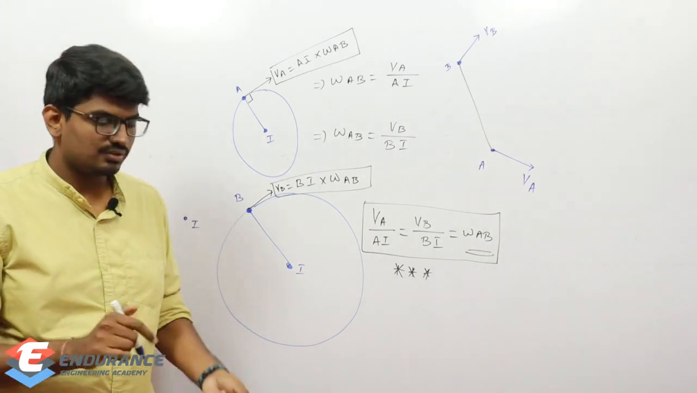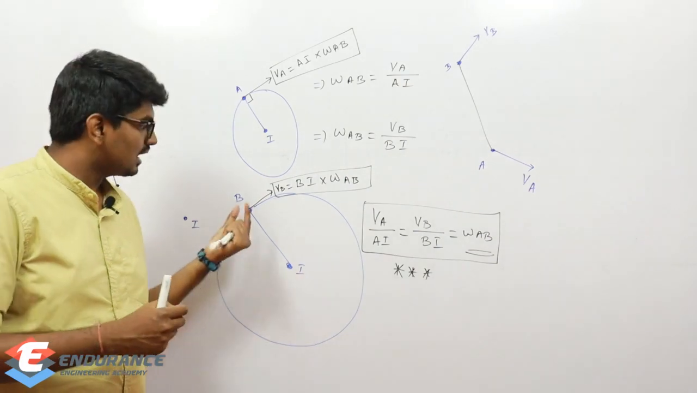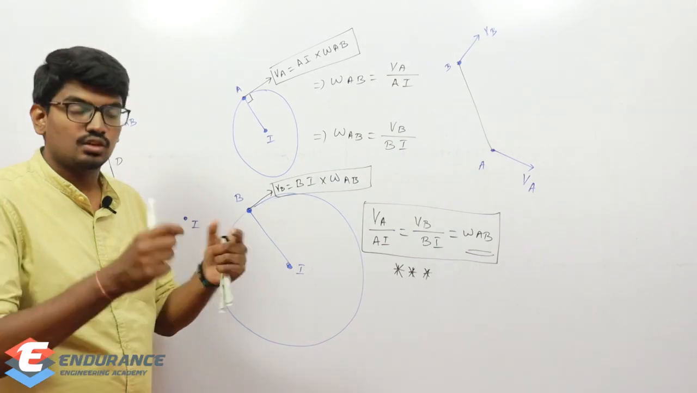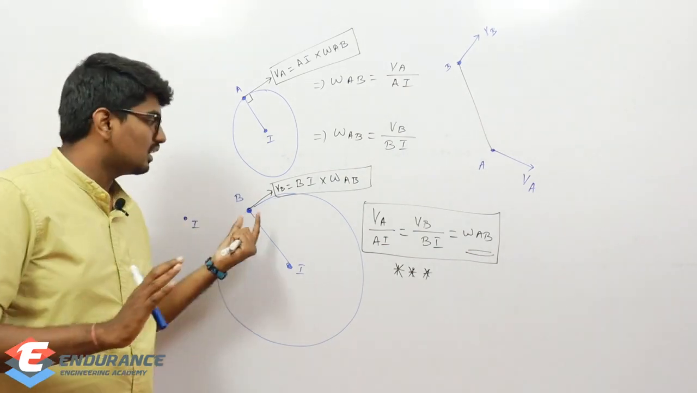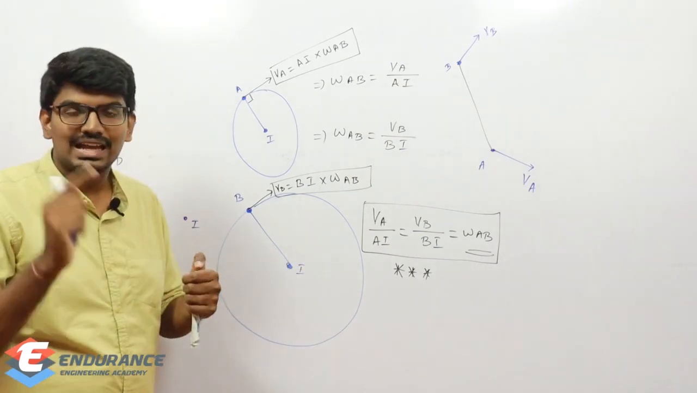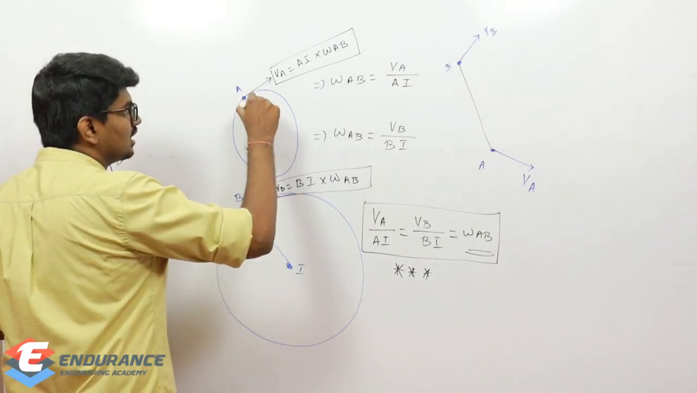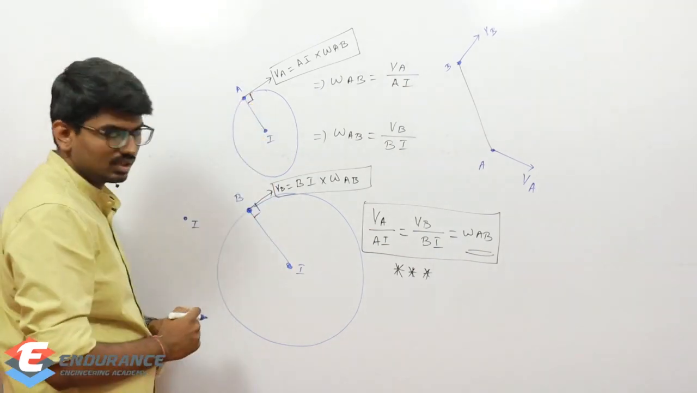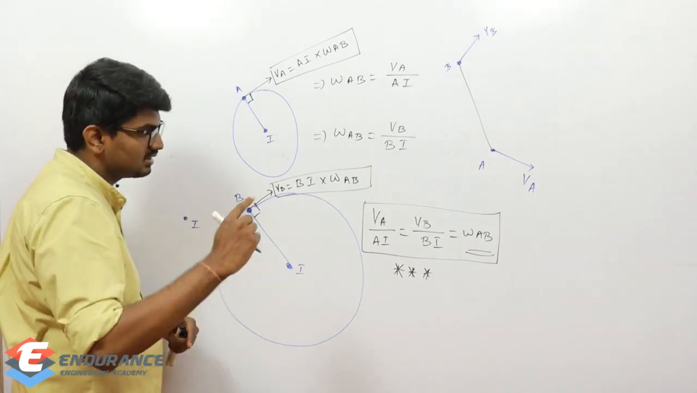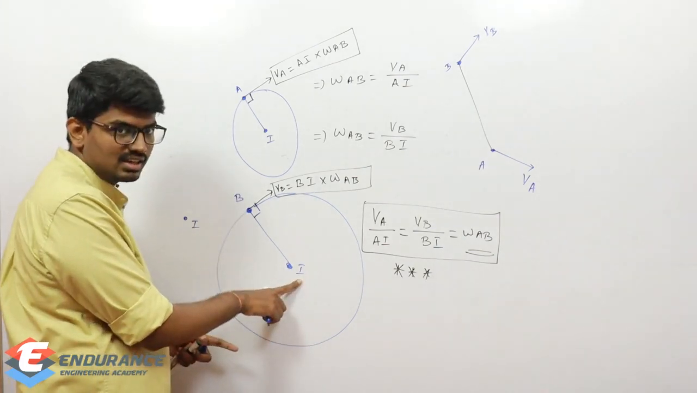Very simple and straightforward. I repeatedly said this also. When a particle is undergoing circular motion about the instantaneous center, or about any point, that particle will have only tangential velocity, and that tangential velocity will be perpendicular to the radial distance. In other words, perpendicular to the line which has the instantaneous center, right?